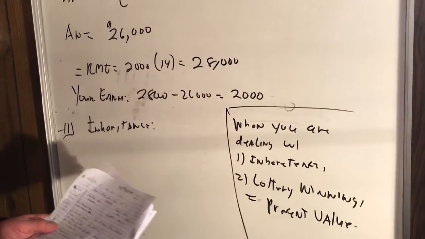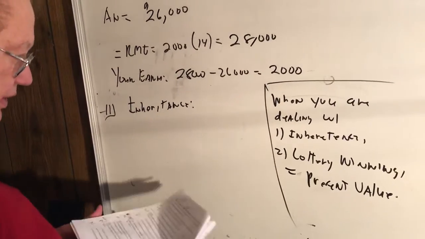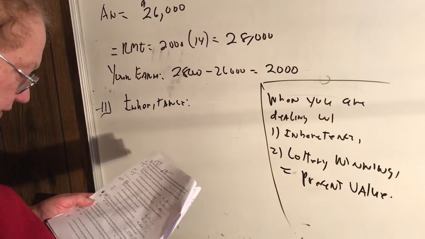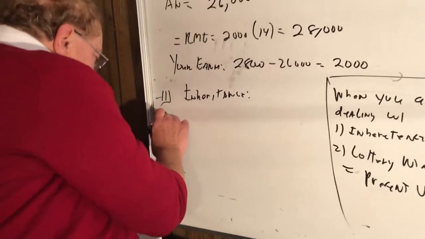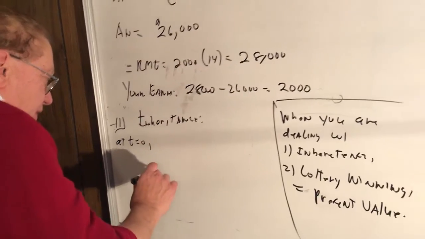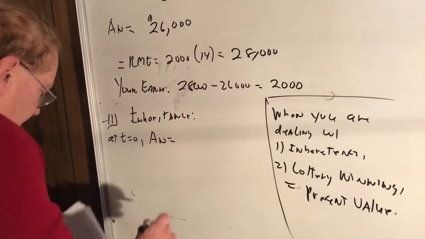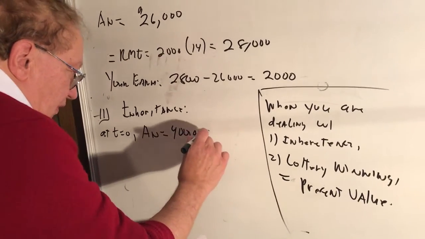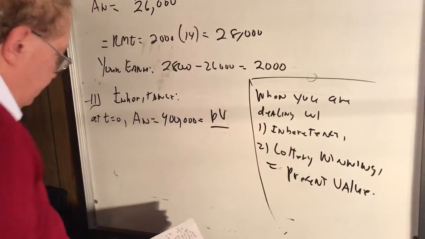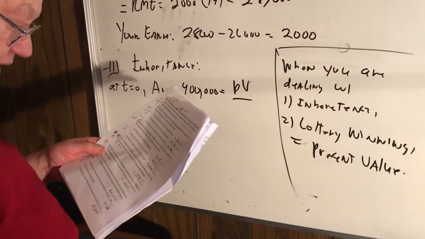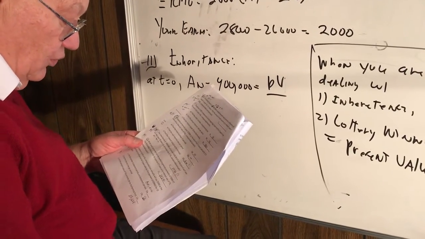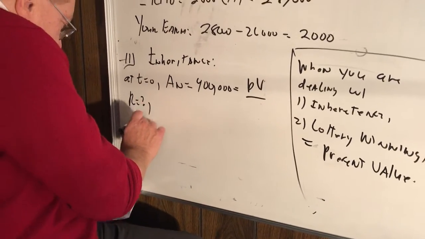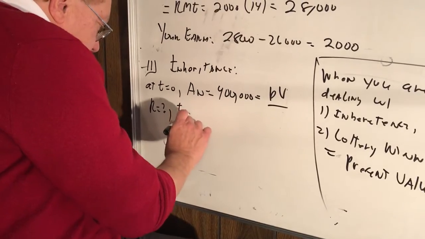So this is an inheritance. So according to this thing here, an inheritance of 400,000 will provide how much at the end of each year for the next 20 years. So at t equals 0, I'm going to put down $400,000. That's the present value at t equals 0. The question is, how much at the end of each year for the next 20 years will you earn? So I want to find R, and t equals 20 years.